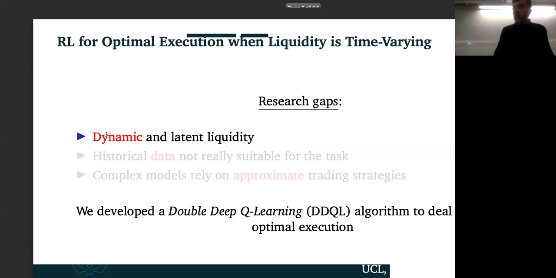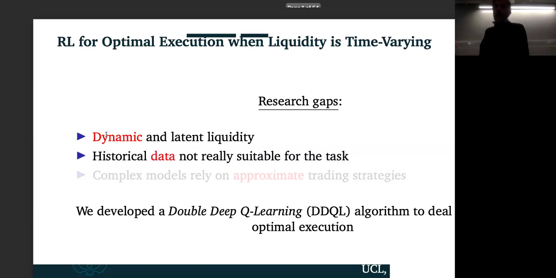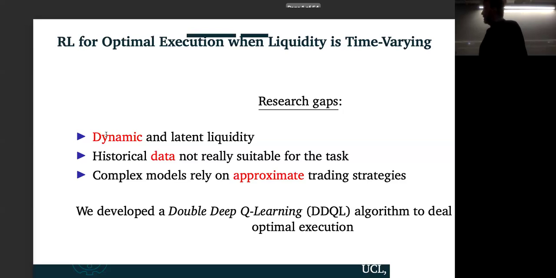So if you're interested in measuring optimal execution when liquidity is time varying, essentially what we want to consider is the problem that, of course, liquidity is a very important quantity for trading, but liquidity is dynamic, as we have seen, and it is latent in the sense that it's a quantity that you don't observe. It's more or less like volatility, right? I mean, you don't observe volatility. It's a latent but important quantity. Historical data are not always suitable for the task, and if you want to have an analytical solution, you need to simplify your models a lot, which might not be coherent with the data, while in reinforcement learning, you have the freedom of finding the optimal solution for your problem.